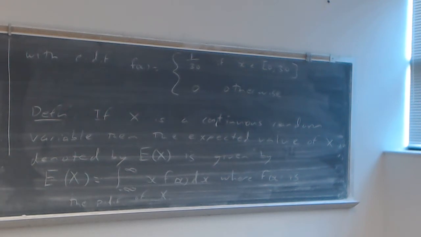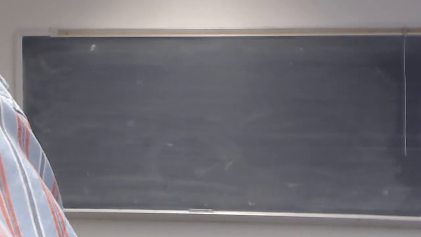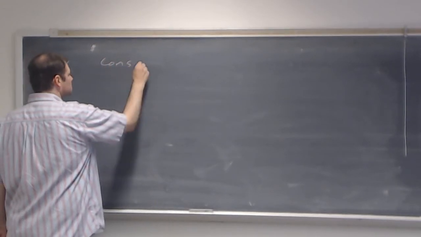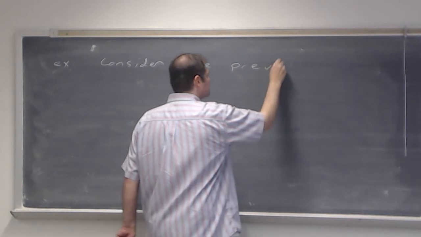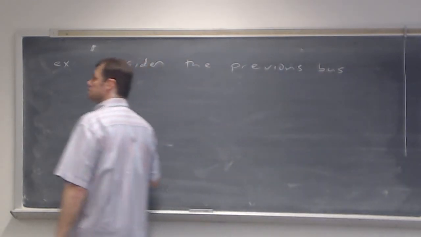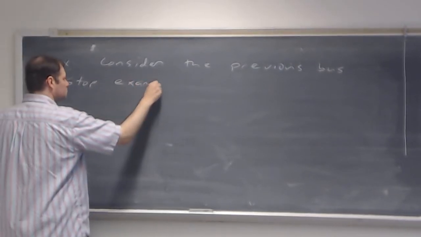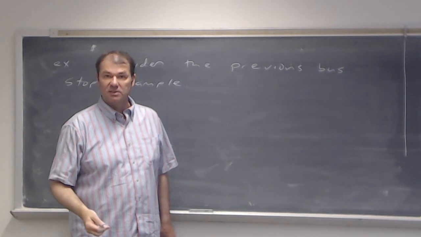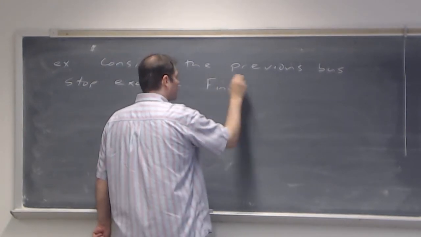We'll do an example of computing expected value. And of course, when we say expected value, we mean mean, that's another name for it, as well as the average. So, as an example, consider the previous bus stop, where X is the amount of time after 5 p.m. that the person arrived at the bus stop. Here, we're going to find the expected value of X.